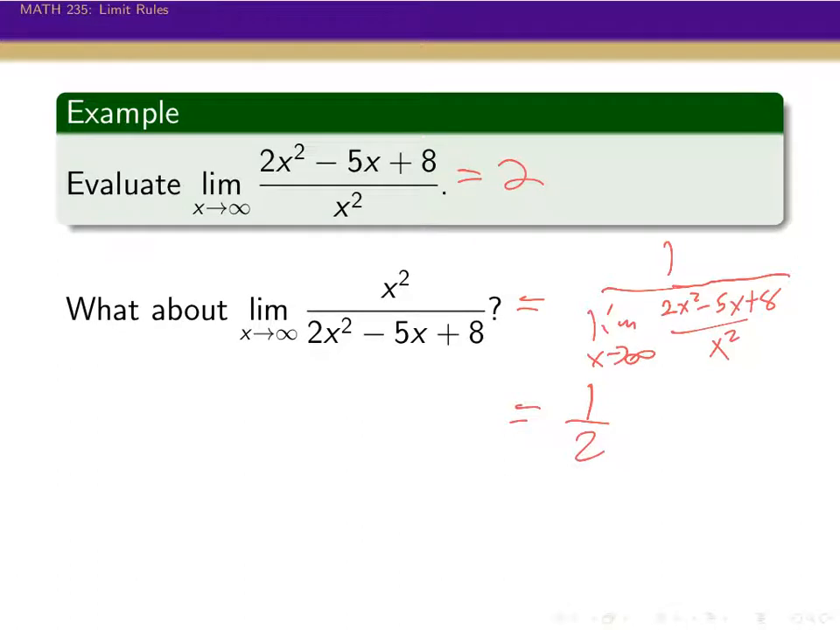Okay, and this sort of leads us to a common trick that we use when doing these limits of rational functions as x goes off to infinity. And the common trick is that whatever the term with the highest power of x is on the top and the bottom, focus on those and ignore the rest. So ignore these.